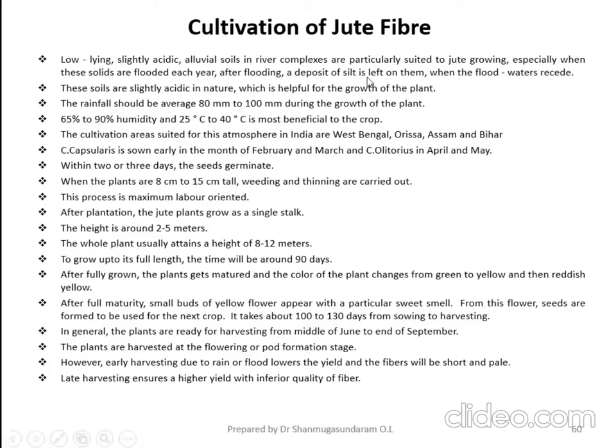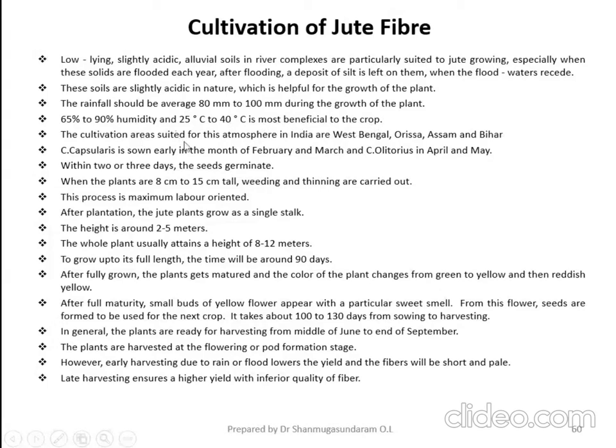After flooding, a deposit of silt is left on them when the flood water recedes. So these soils are slightly acidic in nature, which is helpful for the growth of the plant. The rainfall should average 80 mm to 100 mm during the growth of the plant. 65 to 90% humidity and 25 to 40 degrees Celsius is most beneficial to the crop.